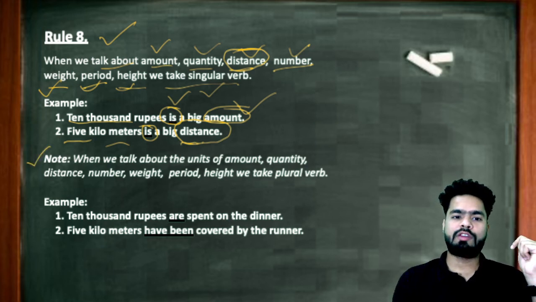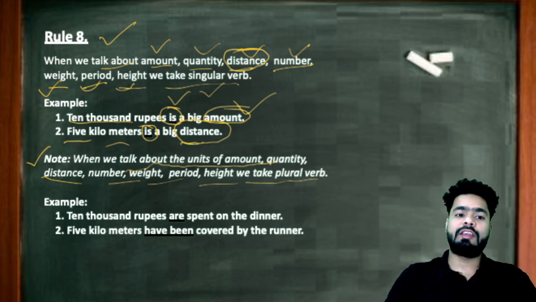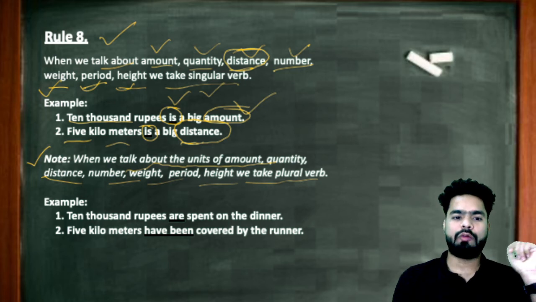Note, when we talk about the units of amount, quantity, distance, number, weight, period, height, we take plural verb. But when we take the units of these amount, quantity, number, weight, period, height, etc., we have to use it as plural. How? 10,000 rupees are spent on the dinner. Now we are not talking about the amount. Now we are talking about the 10,000 rupees.